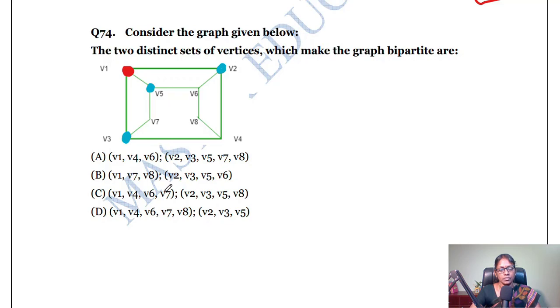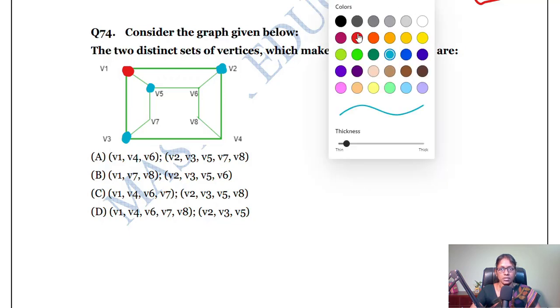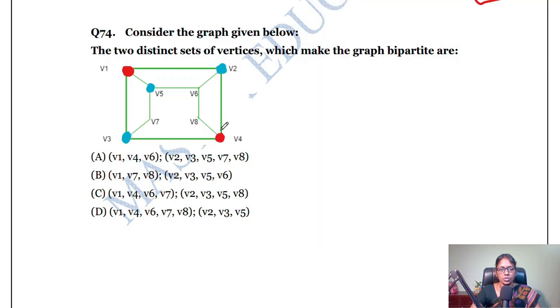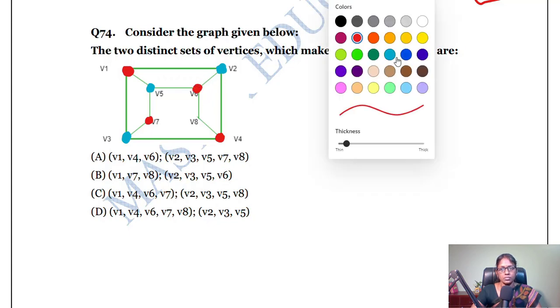Now again you take V2 and give it another color. So I am giving red. This should not intersect. So this is blue and blue. So V7 should be red. V8 should be blue, and V6, which is connected with V5 and V2, should be red, and this should be blue, right?